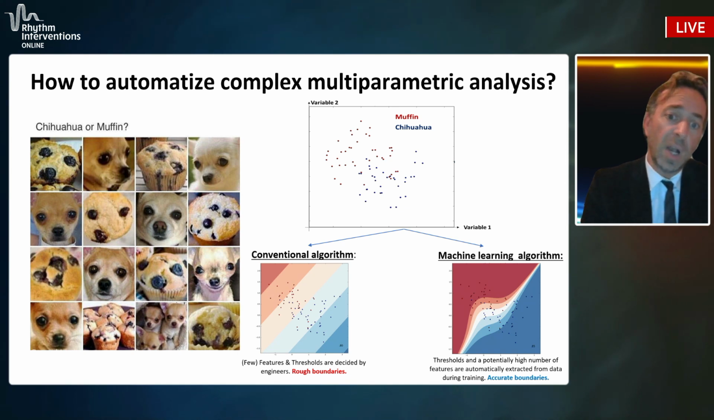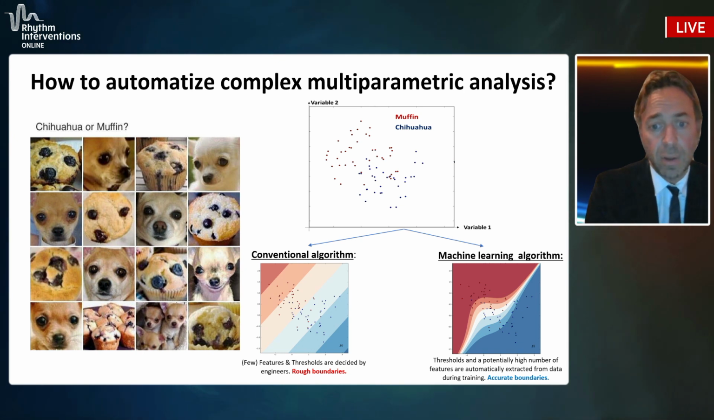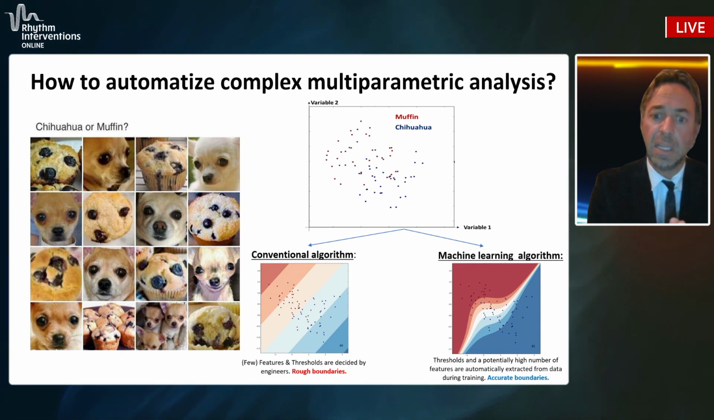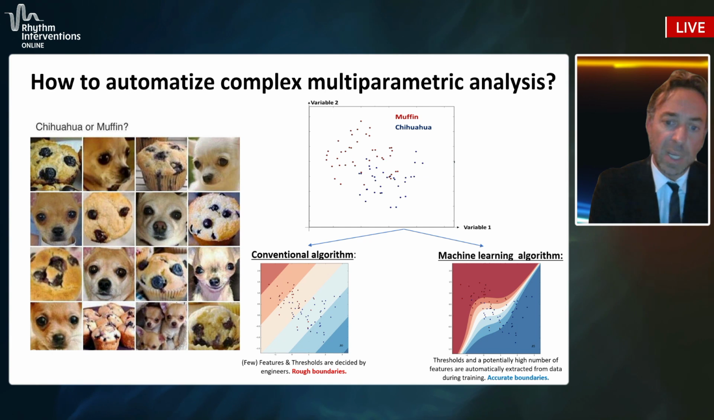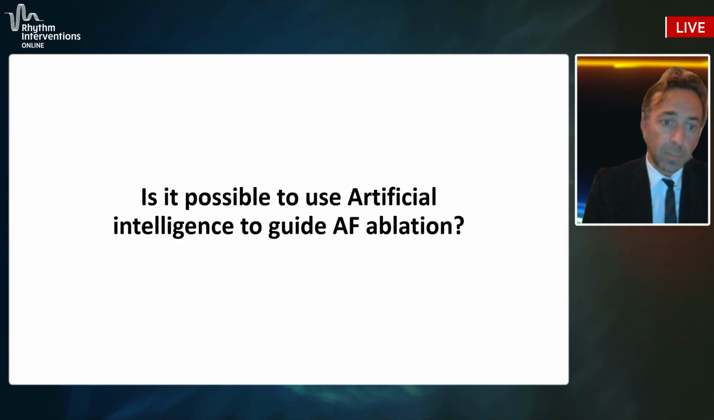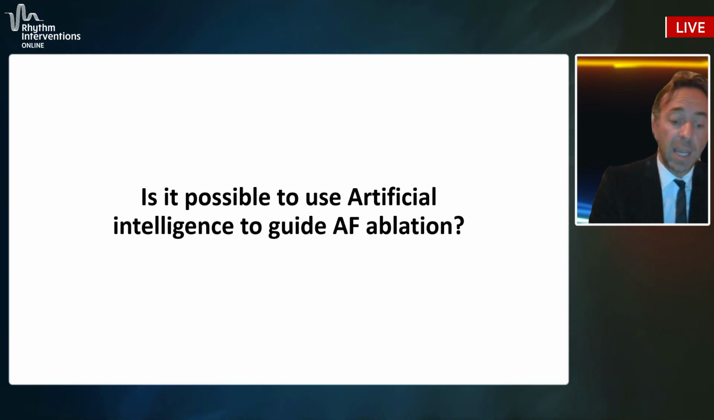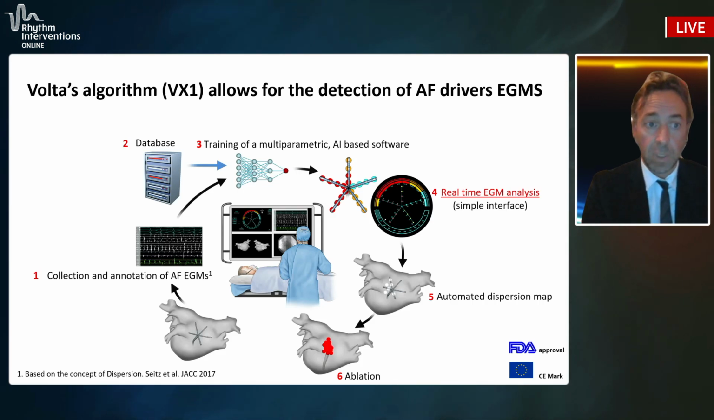But if you ask the same task to a machine learning algorithm, it will be much more powerful, because the thresholds and a potentially high number of features are automatically extracted from data during the training. And here the boundaries will be much more accurate. So the question here is: is it possible to use artificial intelligence to guide AF ablation?